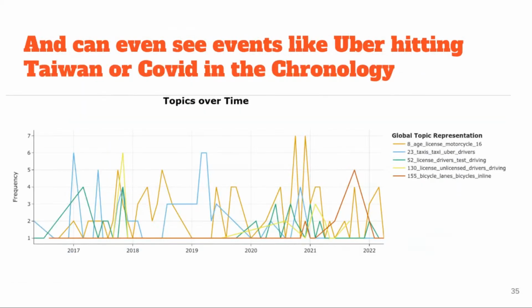And one more thing, if you go very deep, very fine with the clusters, you could again see things like Uber hitting the Taiwanese market. That was 2019, when Uber hit the Taiwanese market, and probably cab drivers went to the platform and complained or made a proposal specifically about Uber.